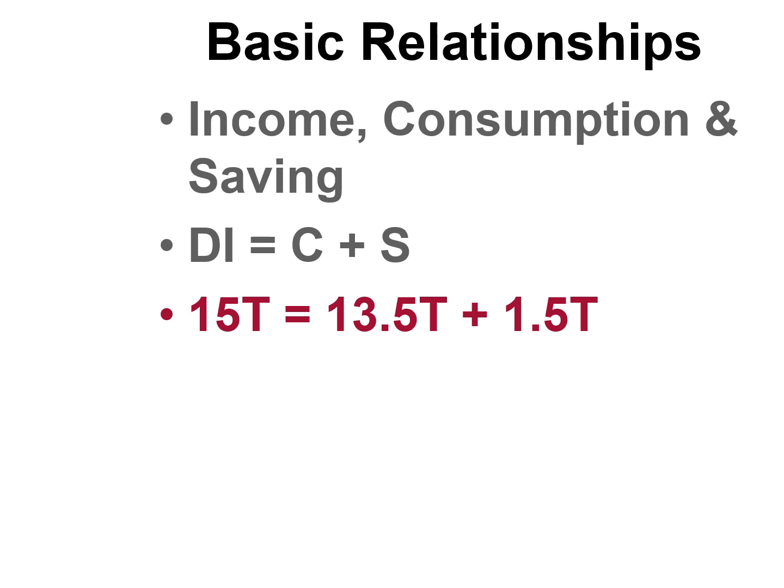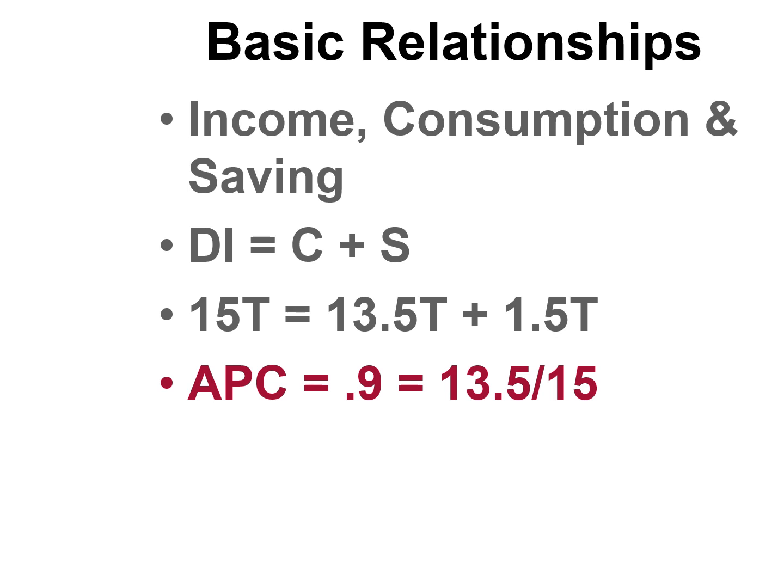Let's assume that Americans spent 90% of the $15 trillion in disposable income. That works out to be $13.5 trillion. So average propensity to consume, 13.5 over 15 trillion, equals 0.9 or 90%. On average, Americans spent 90% of their income.